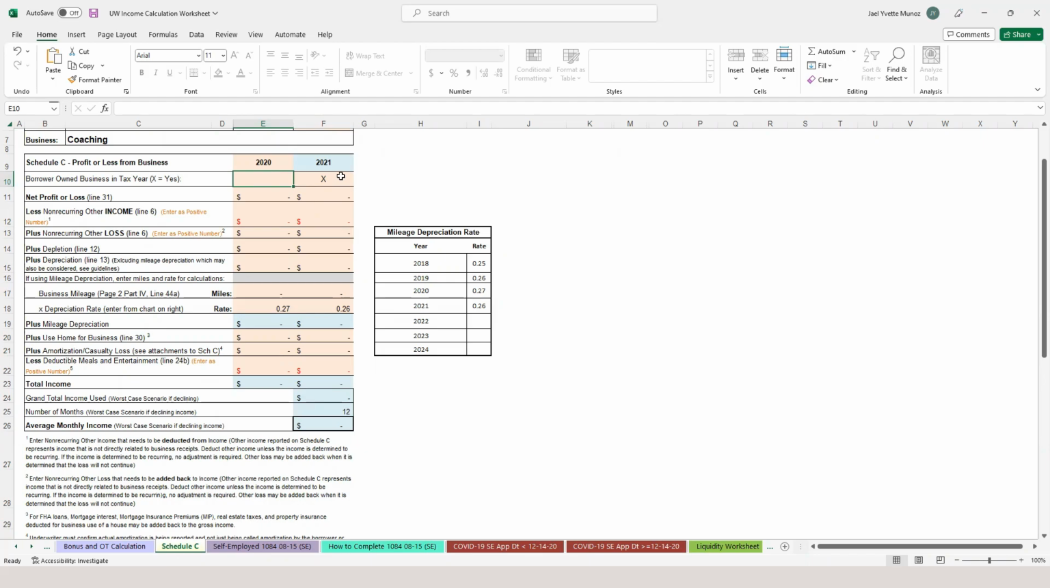So if you're going to be using both years, you just place the X back here, and it will automatically show you that it's 24 months being calculated.